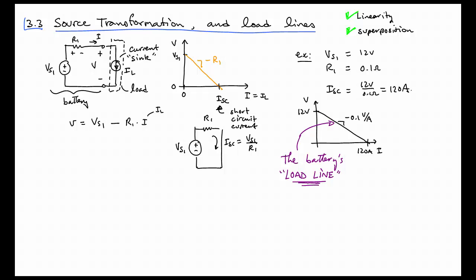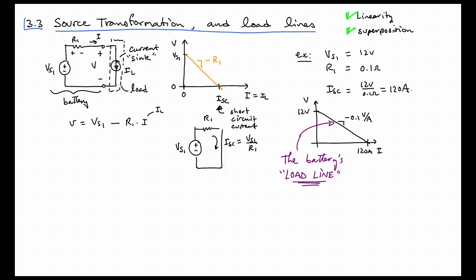Okay, we call it a load line. So you think this line predicts or shows what the load will see in terms of voltage V as the load demands a current I, or if the load is a type of load that demands a current, like this current sink, then the load line says what voltage the load will see in response to a particular current demand.